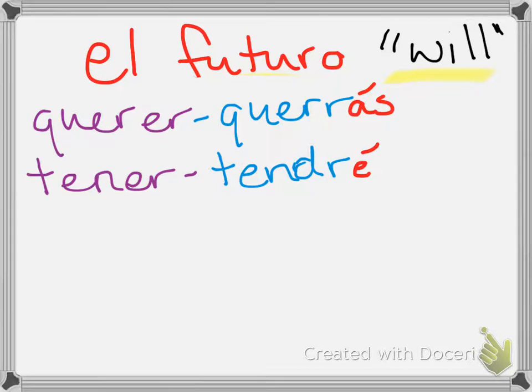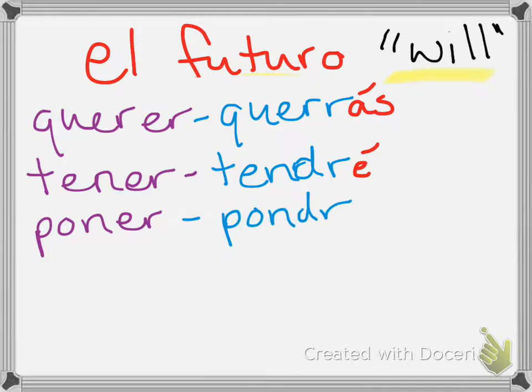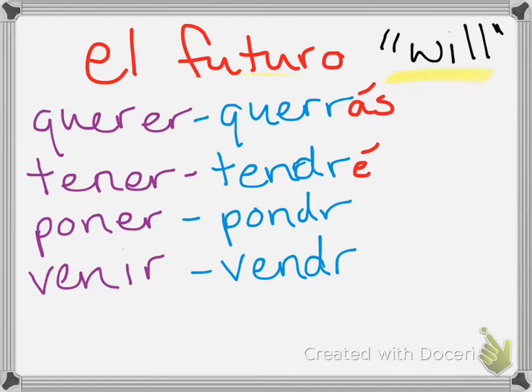Okay? Tendré tiempo. Another one that adds in that letter D is poner. Poner becomes pondr-, right? Pondremos la mesa. We will set the table. Another one that also changes like this is venir. Venir means to come, right? So your friend might say, ¿vendrás a la fiesta? Will you come to the party? Vendrás? Okay, pondremos. Well, that's an interesting way to spell pondremos. Pondremos, okay? Venir, vendrás.